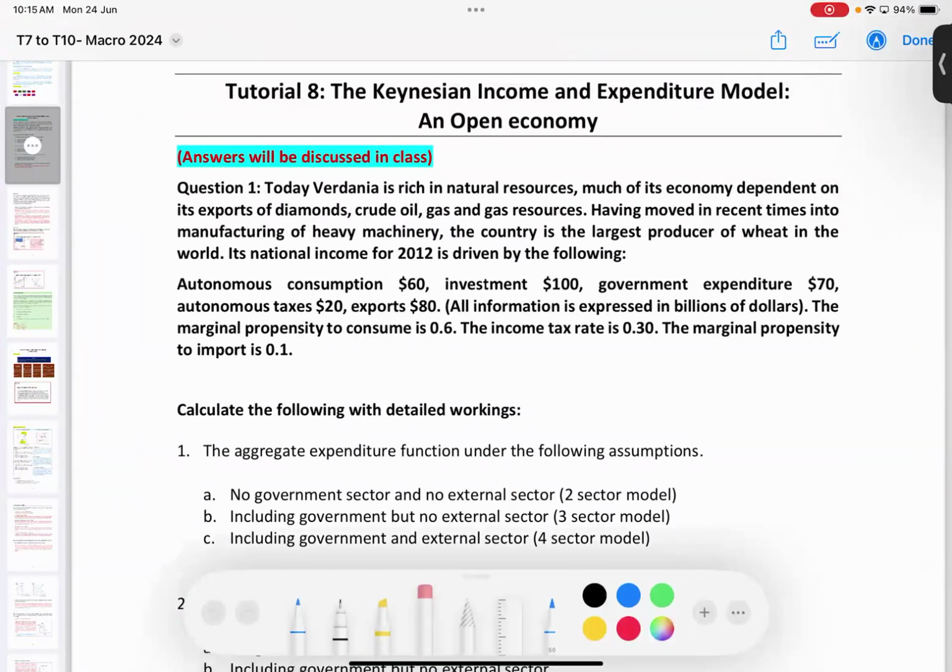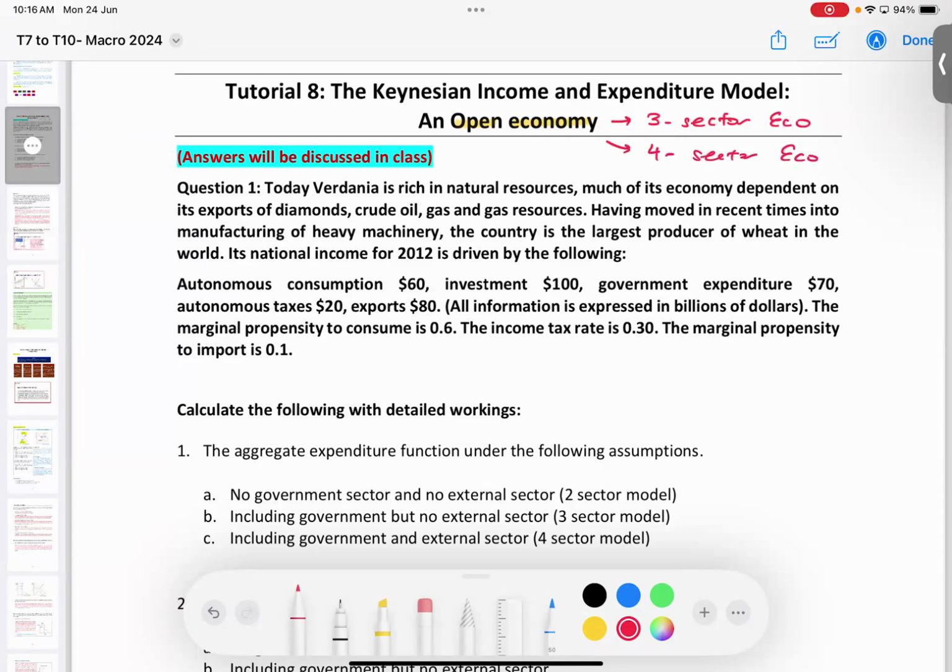So today's tutorial, we look into the Keynesian income for open economy. Last week, we looked into closed economy. Closed economy means we look into two-sector economy in which there's only consumption and investments, no government spending and no trade. So we look into open economy, we look into three-sector economy and four-sector economy.